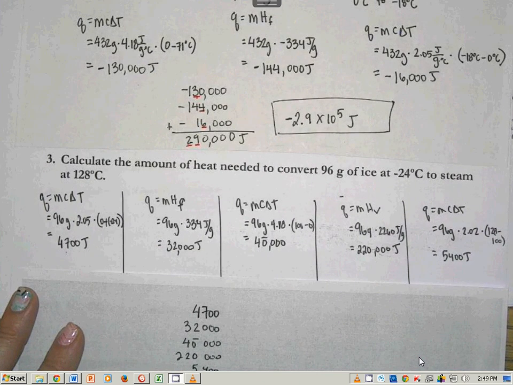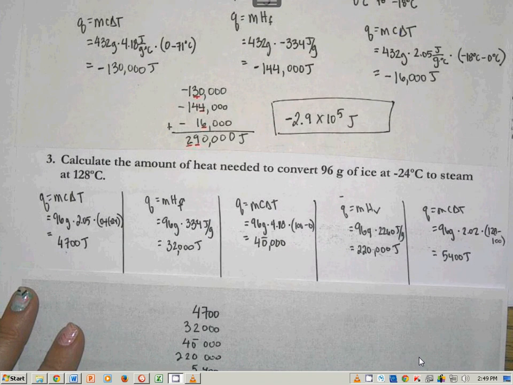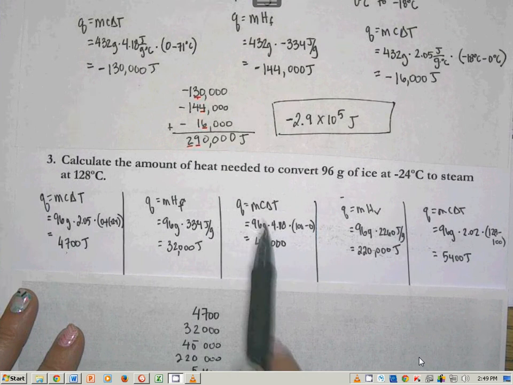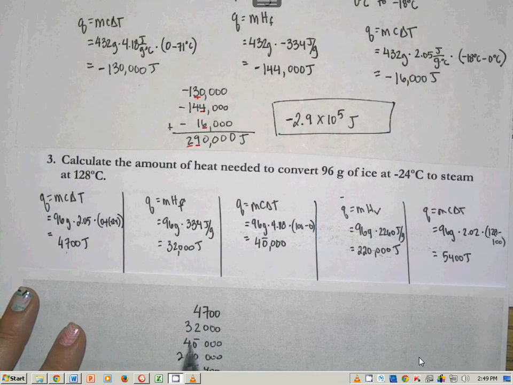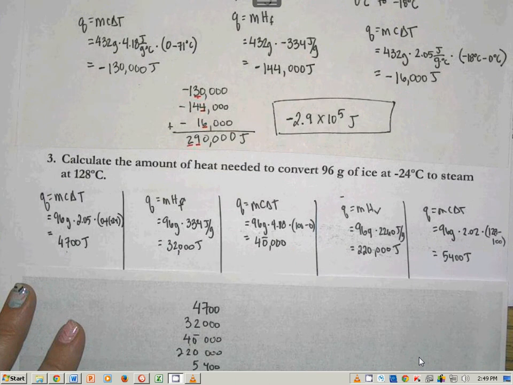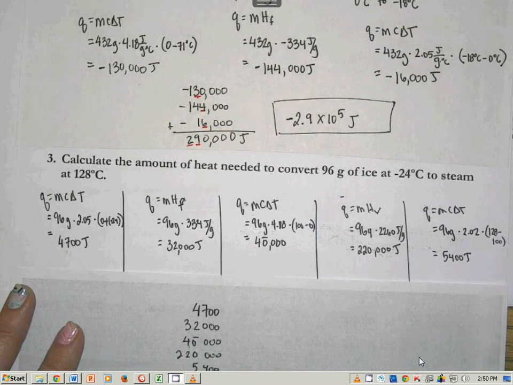The main thing is you need to be able to recognize with any of these I'm going to give you whether or not it's going through phase changes, like when do I use Q is equal to MC delta T, when do I use the other Q is equal to MH something. Remember, as long as it's changing temperature, I'm good with Q is equal to MC delta T.